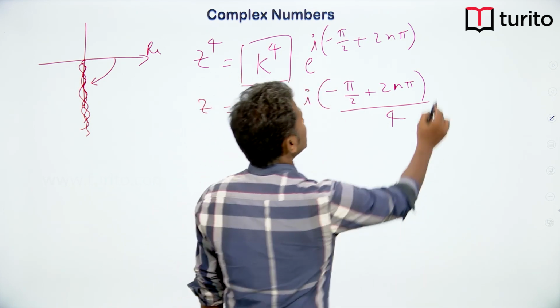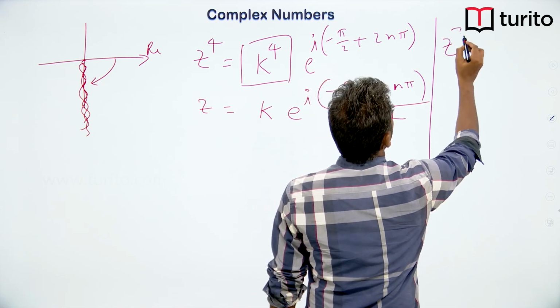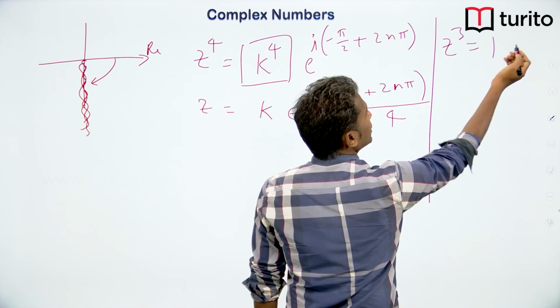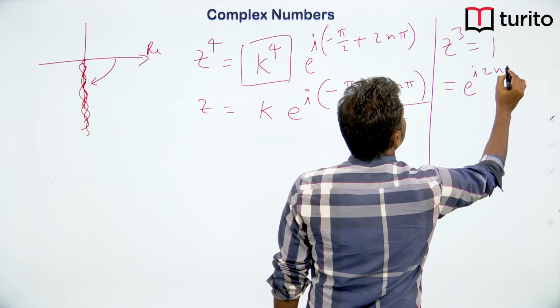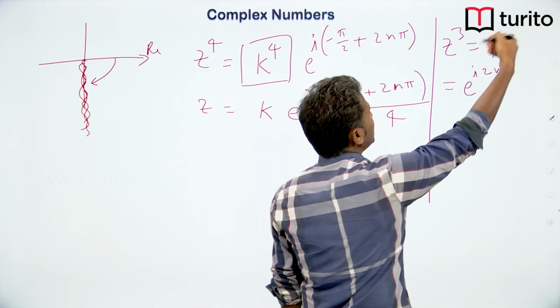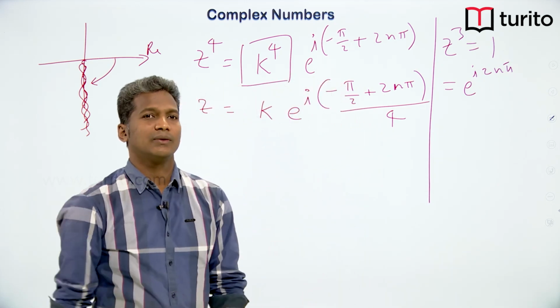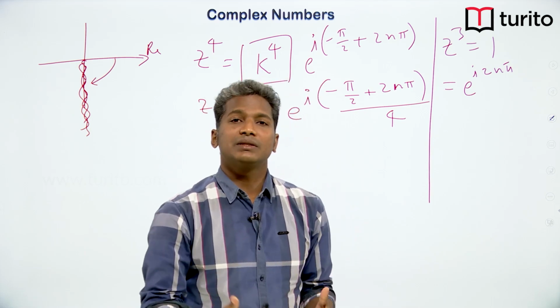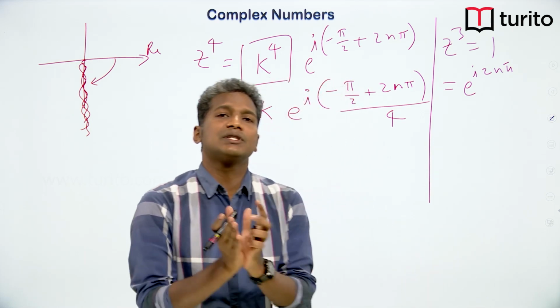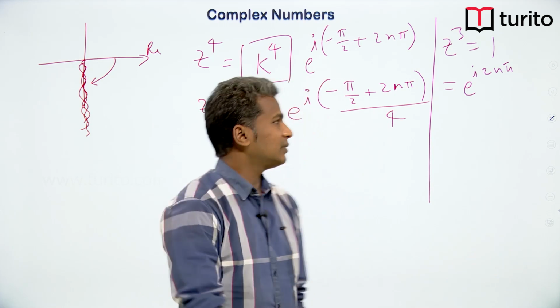Okay. So, in general when we solve for cube roots of unity, when we have an equation like z cube equal to 1, we write this 1 with general argument, which is e power i 2n pi, and then we take the cube root both sides. This is a better way of solving algebraic equations with higher powers, especially if z power n equal to a constant is given.